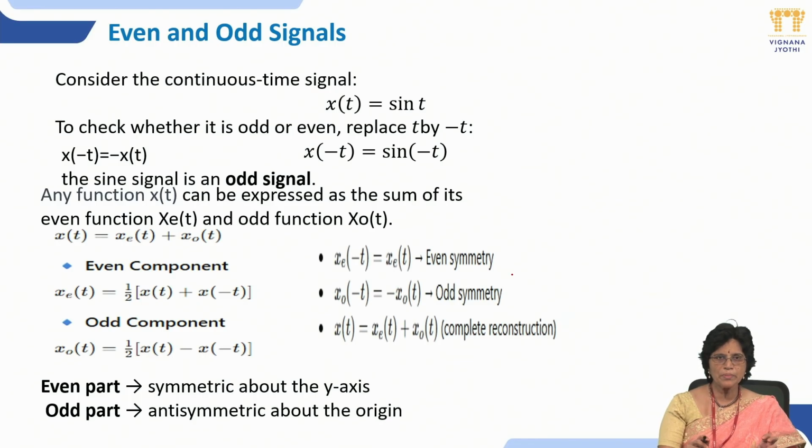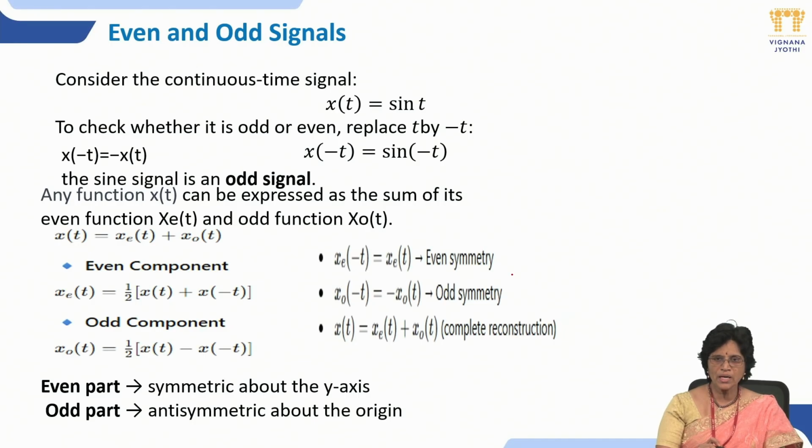You will get small problems in your course of study. You have to test whether the given signal is even or odd, and sometimes you have to find the even component and odd component of the signal by using these relations. Whenever it is even symmetry, xe of minus t is equal to xe of t. When it is odd symmetry, xo of minus t is equal to minus xo of t.